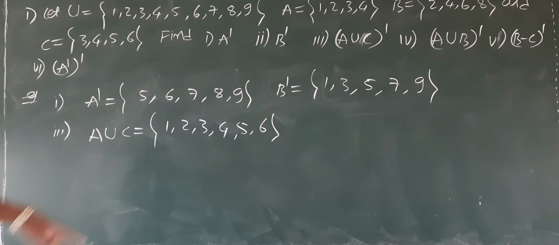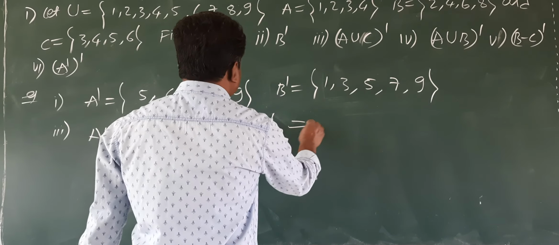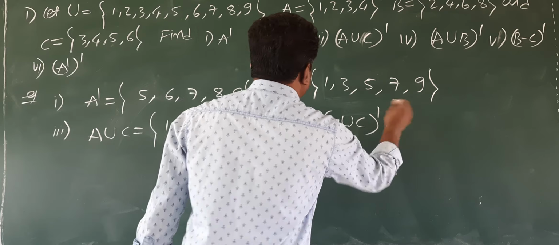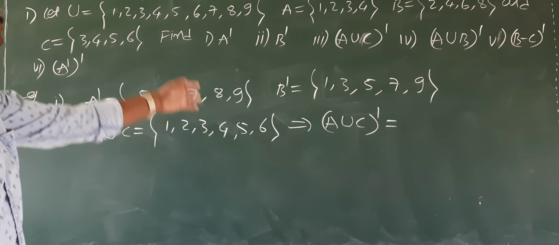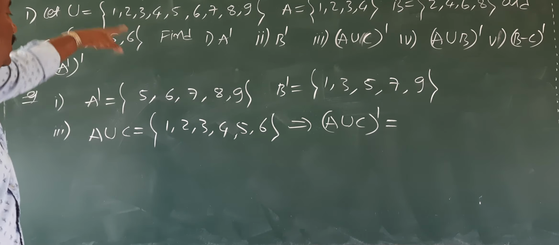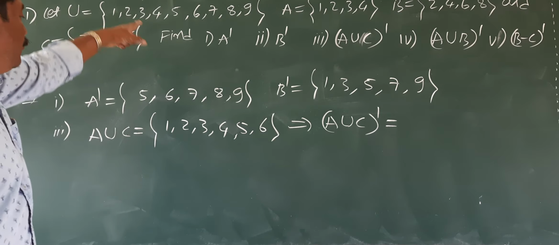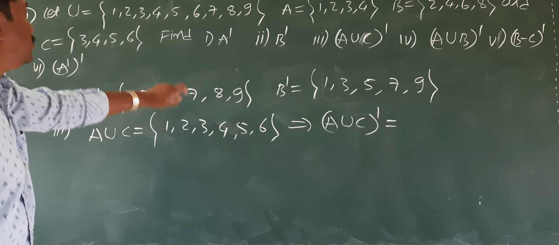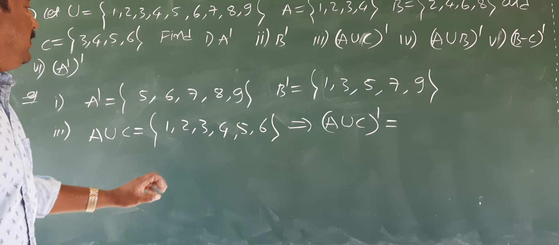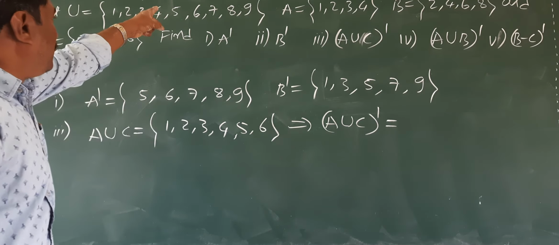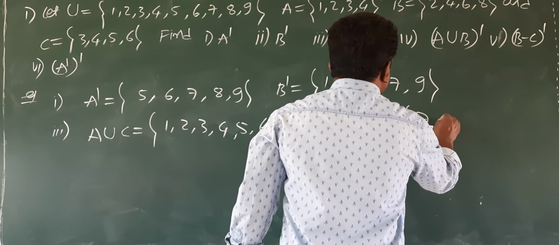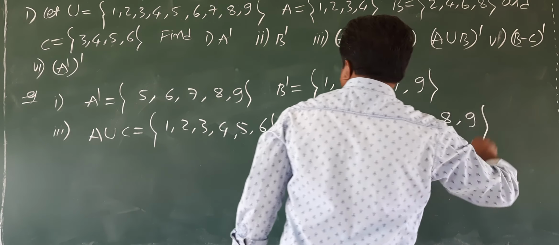So next, complement of A union C, (A union C)'. Except these elements, you write elements from U. 1 is there, 2 is there, 3 is there, 4 is there, 5 is also there, 6 is also there. So tell me the elements from U except these. So it's 7, 8, 9.